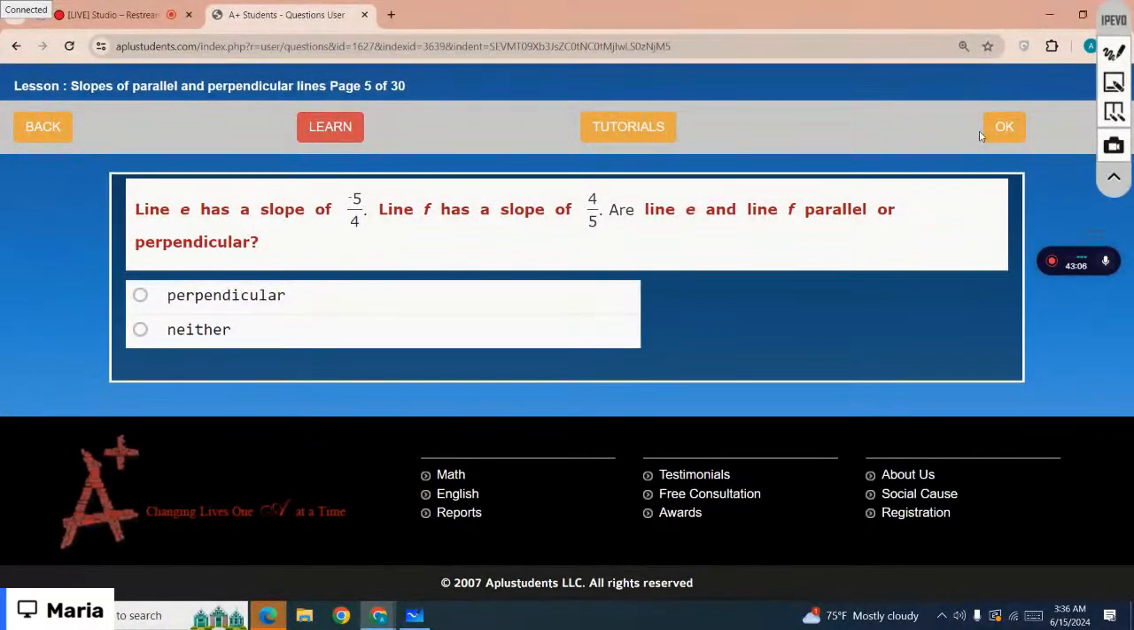Line F has a slope of 4 over 5. Are lines E and F parallel or perpendicular? So which is the correct option? The slopes are negative reciprocals, right? That means the lines are perpendicular. The correct option is perpendicular.